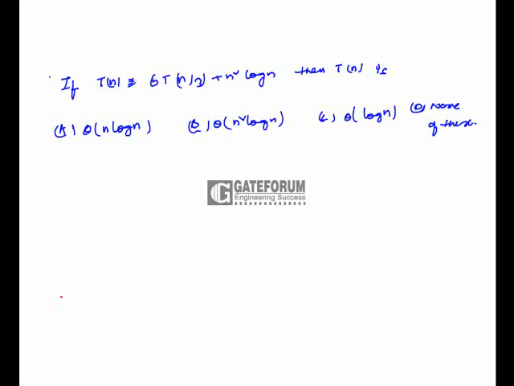If T(n) = 6T(n/3) + n² log n, then T(n) is: option A, theta n log n; option B, theta n² log n; option C, theta log n; option D, none of these. We solve these kinds of problems using the Master's theorem, and in the Master's theorem there are 3 cases. Here T(n) is compared with aT(n/b) + f(n).